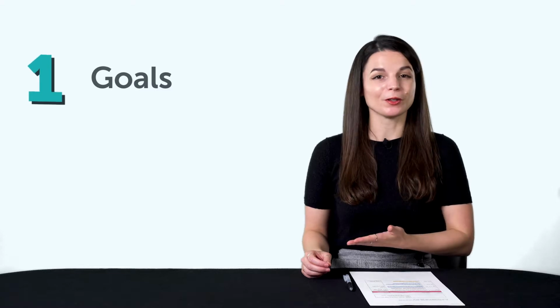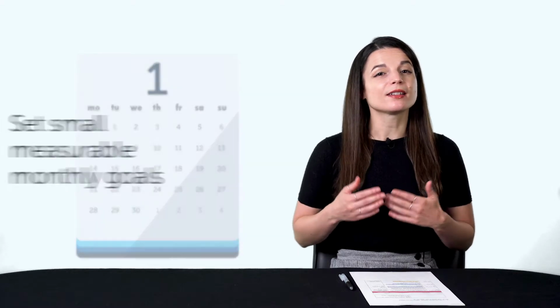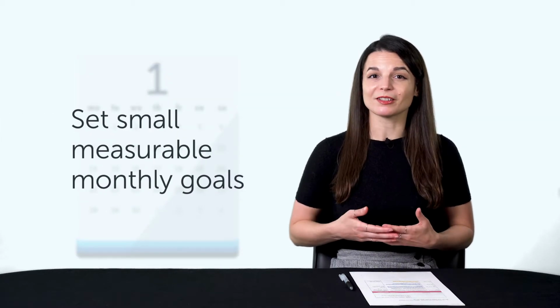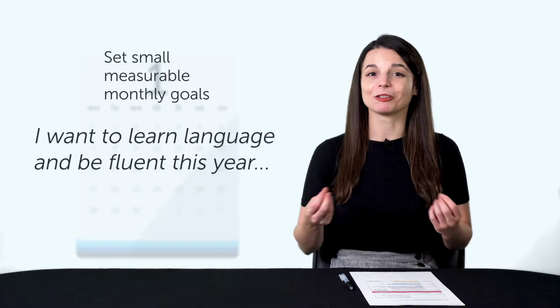Every time you start a new language, you should start with 1. Goals, 2. Anchor points, 3. Grammar, 4. Reading. What are these 4 steps, and why do you need them to succeed with language learning? Let's jump in. The first one is goals. Everything starts with a goal, but your goal itself can also lead you to failure if you don't set it the right way. So more specifically, you need to set small, measurable monthly goals instead of just, I want to learn a language and be fluent this year. We'll cover goals in the second part of this episode, so stay tuned.